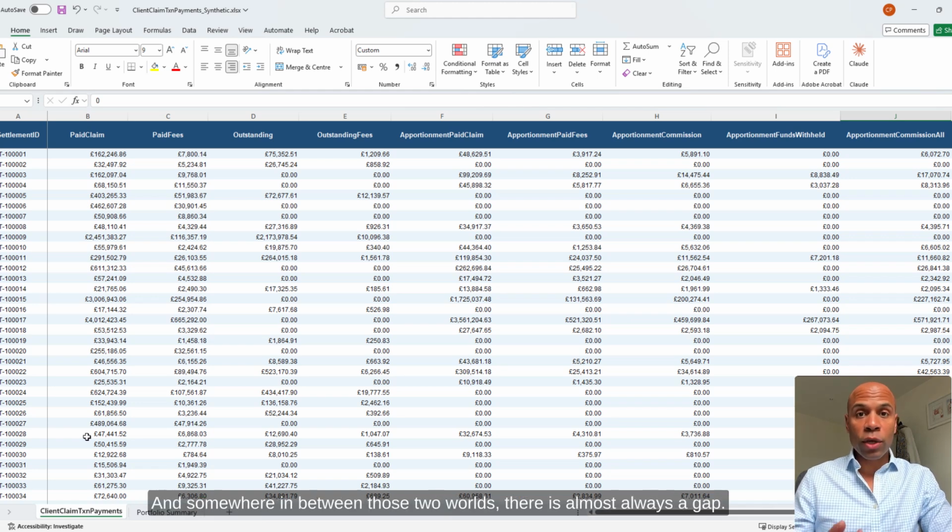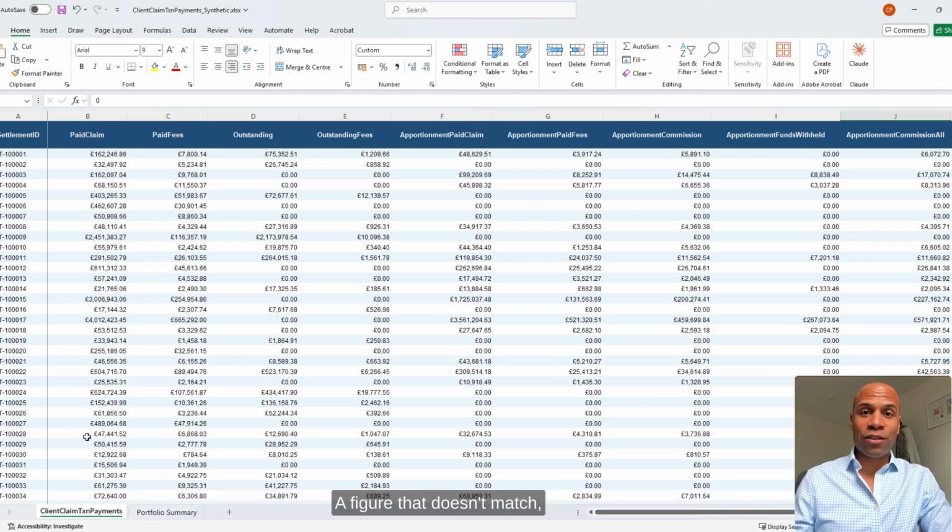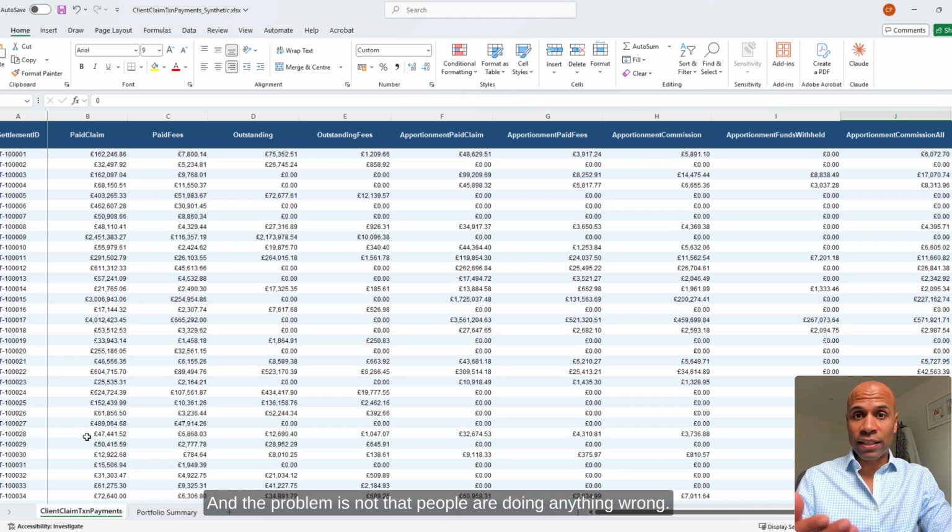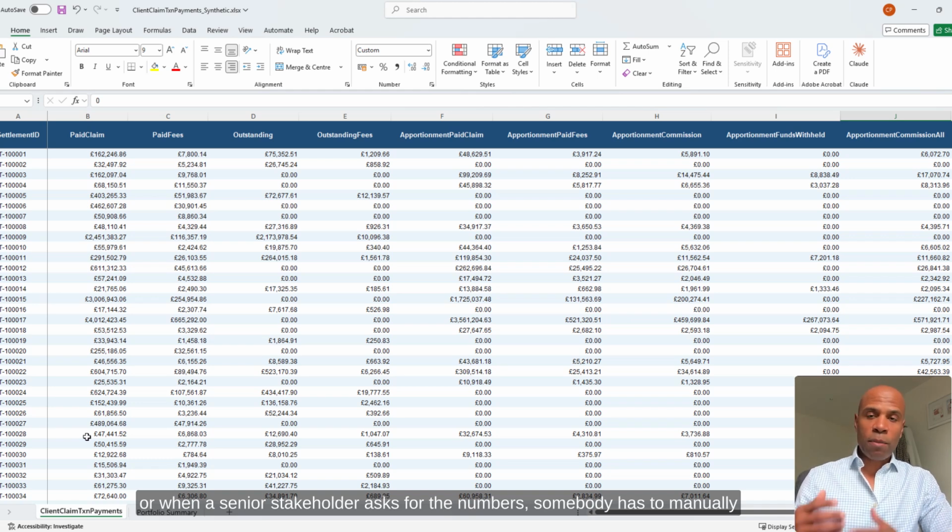And somewhere in between those two worlds, there is almost always a gap, a figure that doesn't match, a settlement that appears in one system but not the other, a reserve that has been updated on the claims side but hasn't fed through to finance yet. And the problem is not that people are doing anything wrong. The problem is that both teams are looking at different cuts of the same data. And when your bordereau submission is due, or when a senior stakeholder asks for the numbers, somebody has to manually reconcile those two pictures. And that takes time that nobody has.